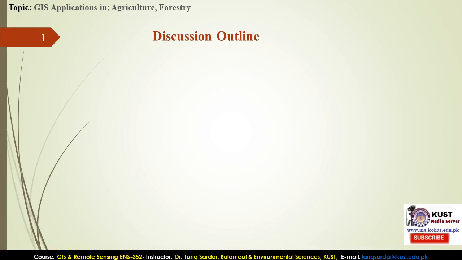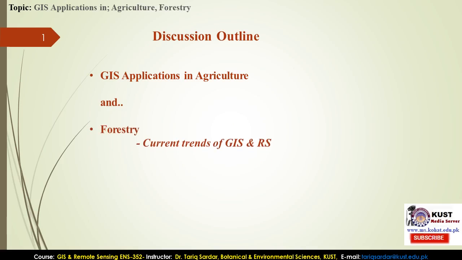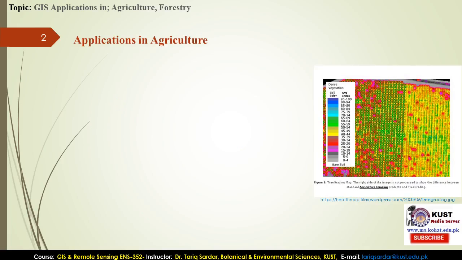Let's start. Today's discussion will be about GIS applications in agriculture. Up next, we will look at forestry, and the current trends of GIS and remote sensing based applications. So let's start with GIS applications in agriculture first. What are the major applications of GIS in the agriculture field?